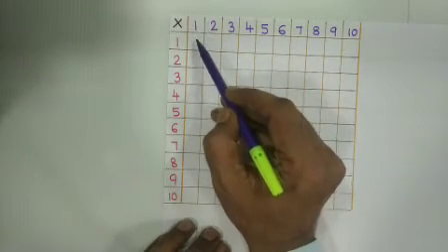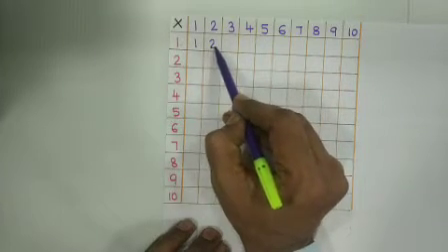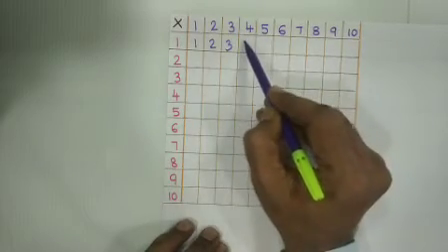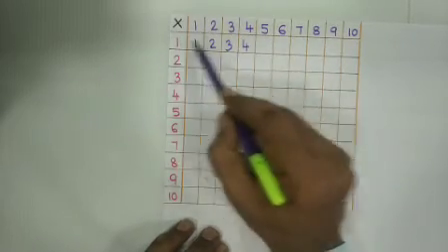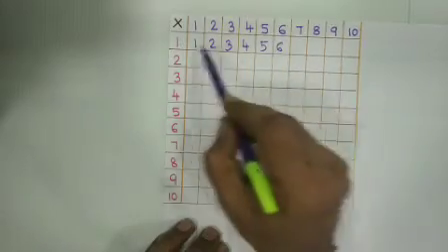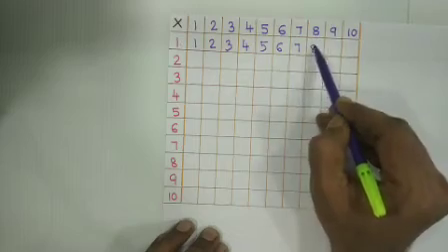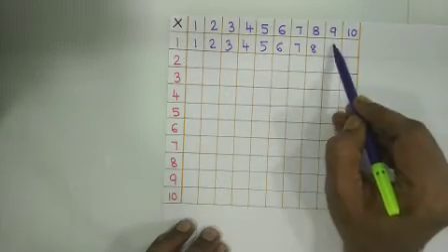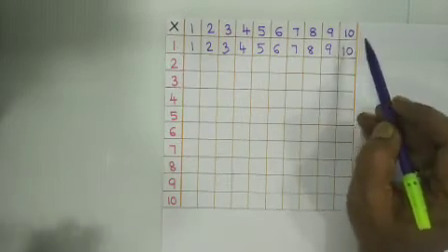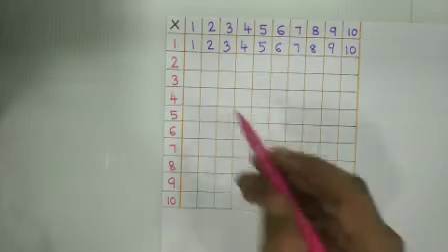1 ones are 1, 1 twos are 2, 1 threes are 3, 1 fours are 4, 1 fives are 5, 1 sixes are 6, 1 sevens are 7, 1 eights are 8, 1 nines are 9, 1 tens are 10. Now we can start the next table, that is 2 table.